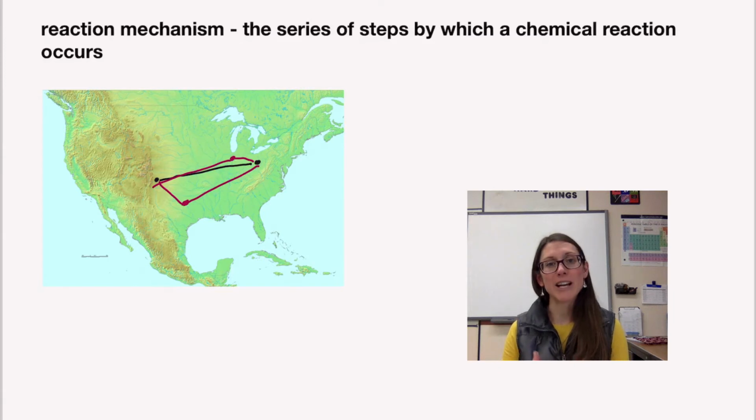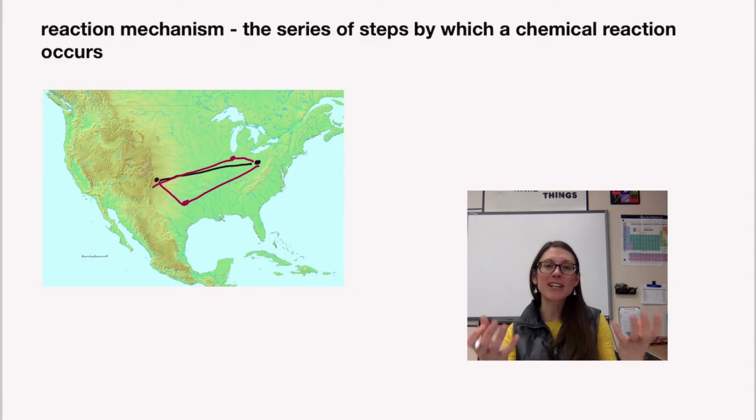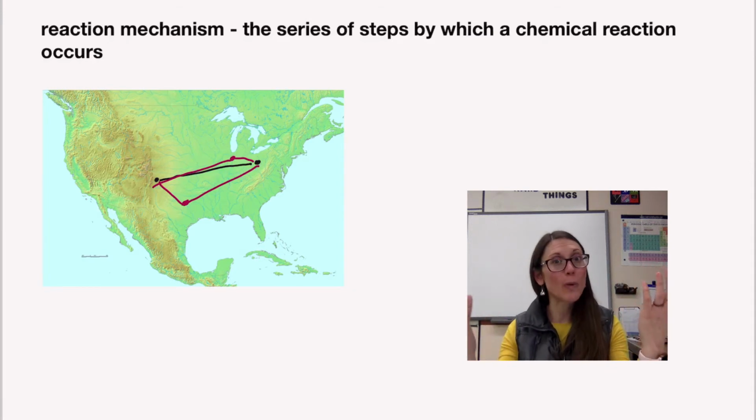Similarly, chemical reactions rarely actually occur as we write them in one step from reactants to products. All too often, there's a series of steps that occur before you get to your final product. We don't normally see those. That's what reaction mechanism is. It's that investigation of how I got from where I started to where I ended.